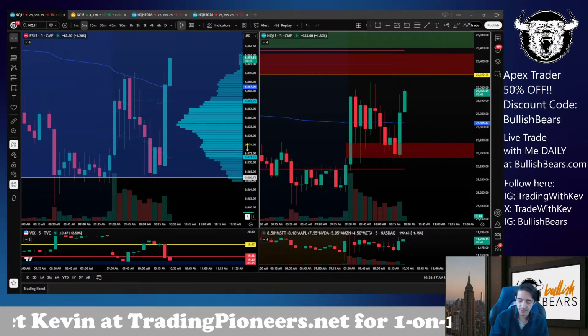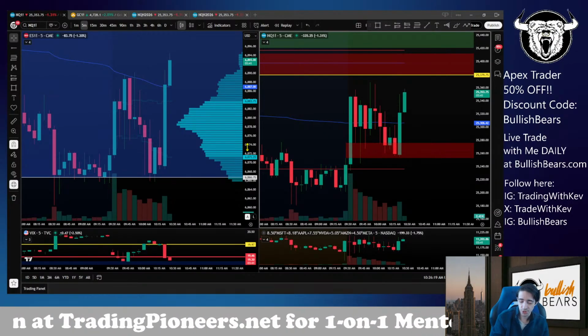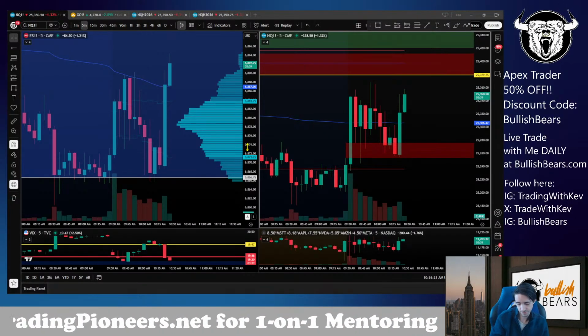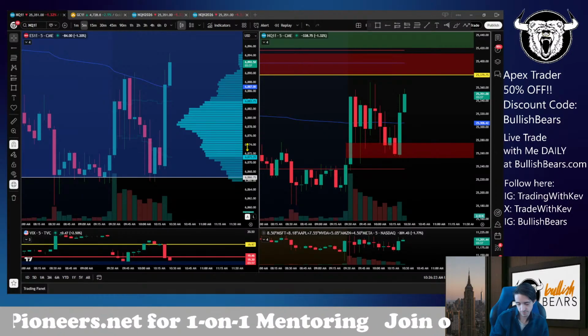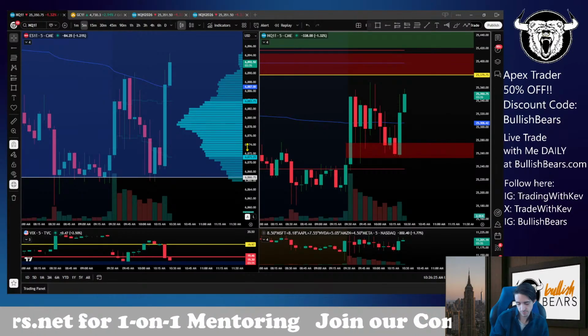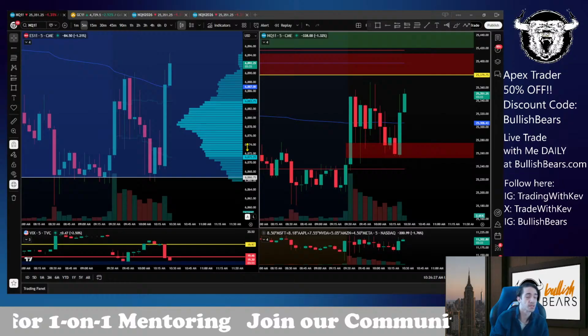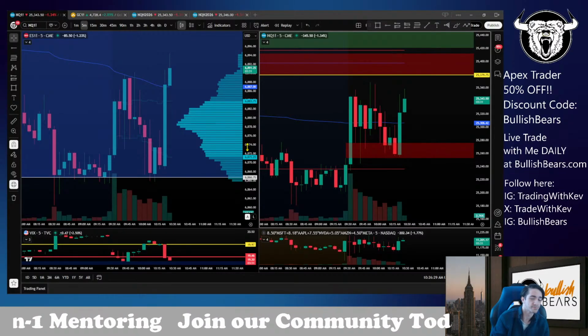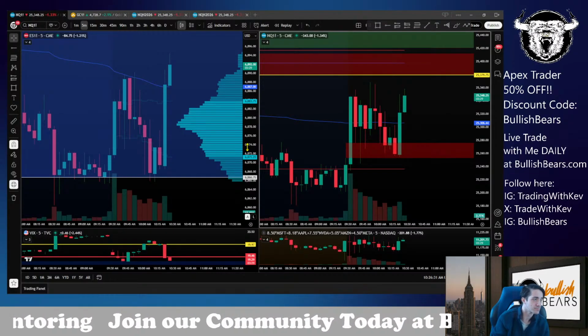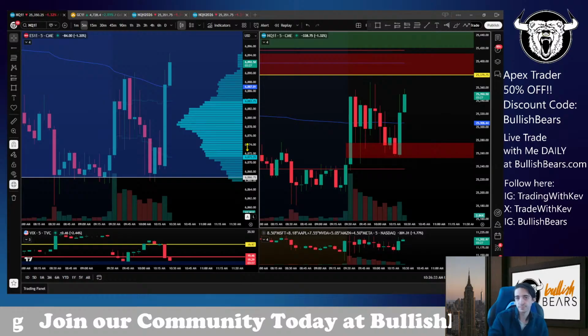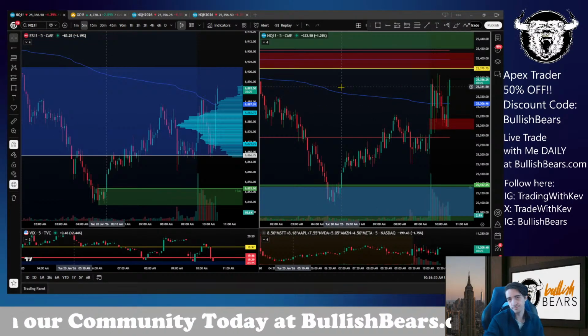VIX is coming near a key area too. Again, I'd almost want to short that zone. Yeah, I would like to see a rejection from that area it's going to right now.